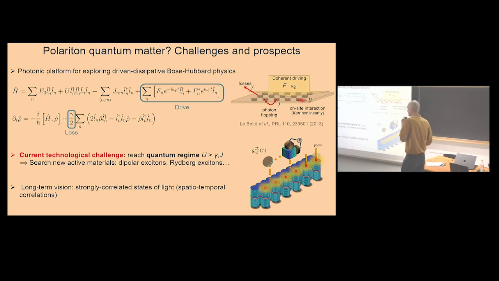So there is a lot of research at the moment to try to improve this U, the strength of the interaction in the system, by using dipolar excitons or Rydberg excitons, for instance, different types of excitations that are more strongly nonlinear. And the long-term vision will be to use this kind of lattice with strong interaction to be able to realize quantum correlated states of light. But this is for the future. And in the meantime, I thank you for your attention.